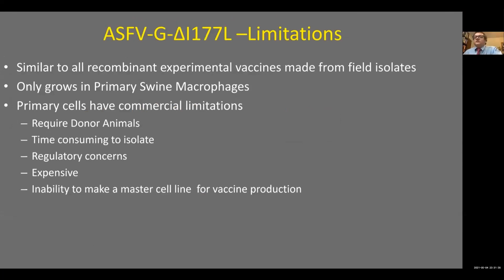However, it has its limitations. Similar to all recombinant experimental vaccines made from field isolates, it only grows in primary swine macrophages. Primary cells have commercial limitations. They require donor animals, are time-consuming to isolate, raise regulatory concerns, are expensive, and there is an inability to make a master cell line for vaccine production.